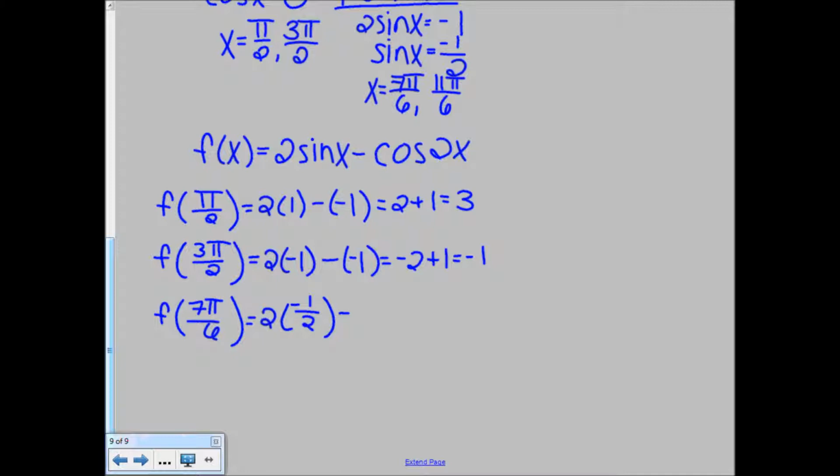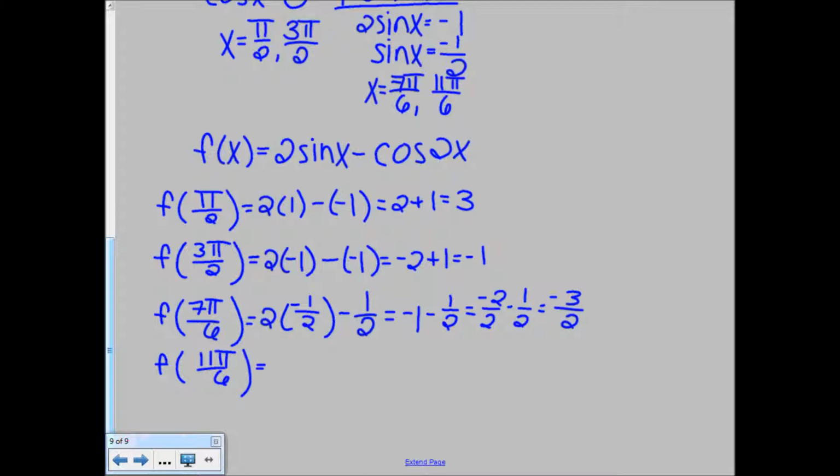So now we need to know what the cosine of pi over 3 is. The cosine of pi over 3 is just going to be 1/2. So here, 2 times negative 1/2 is going to give us negative 1 minus 1/2. It's going to give us negative 2 over 2 minus 1/2, or negative 3 over 2. Okay, so one more to go. So now let's do f of 11 pi over 6.